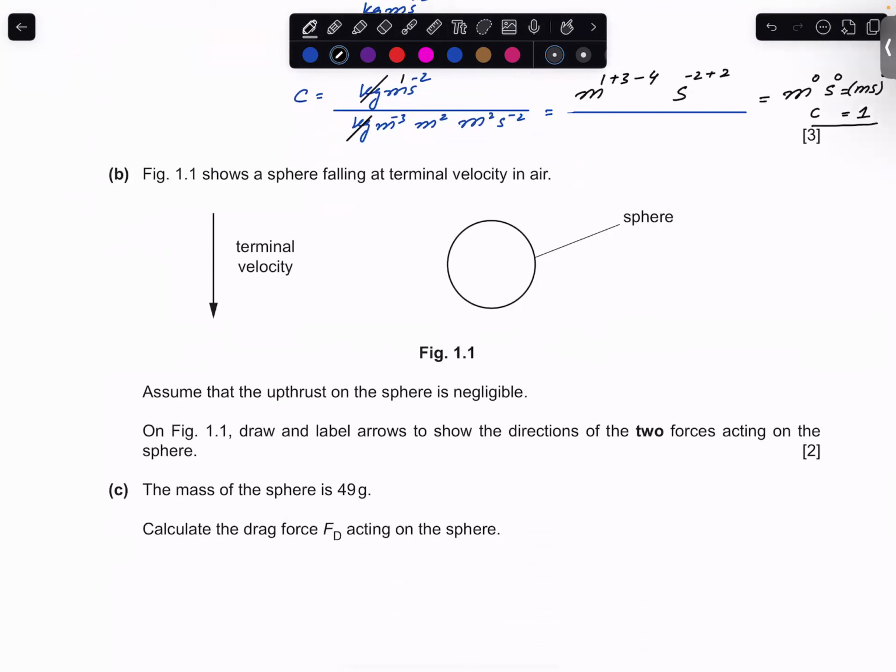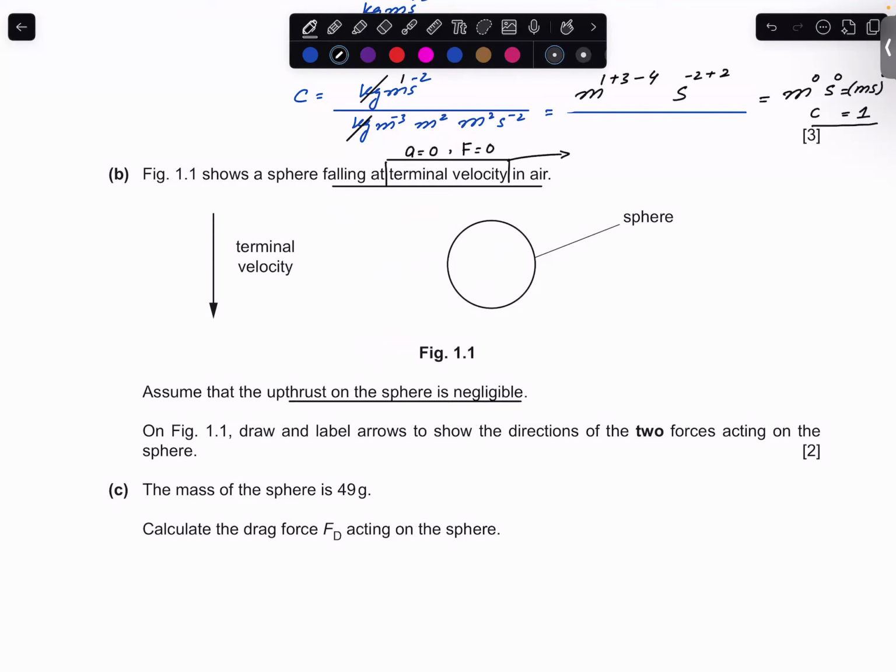Figure 1.1 shows a sphere falling at a terminal velocity. Whenever we have this word, terminal velocity, it means the acceleration of the body is equal to 0 and the net force acting on the body will be equal to 0. And when the net force acting on the body is equal to 0, then all the forces, up and down forces, are definitely equal. Assume that the upthrust on the sphere is negligible.